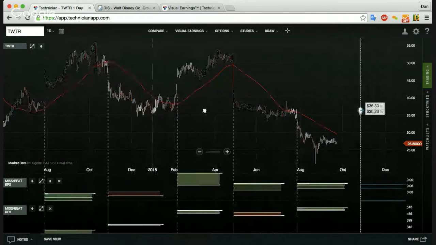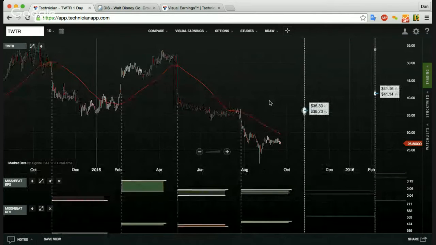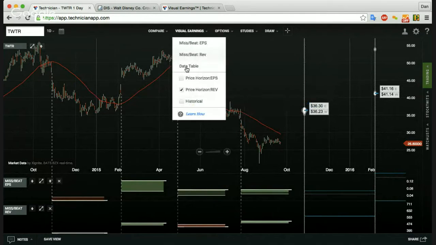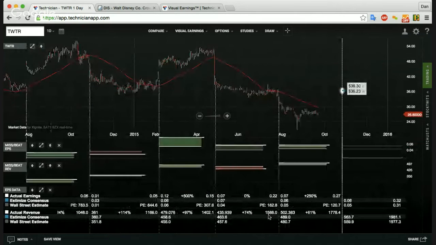And at some point, people are going to step in and say, look, Twitter's revenue growth is, what, plus 60% year over year on a quarterly basis, the last couple of quarters, and we can see that on the data table. Yeah, so plus 60% still.